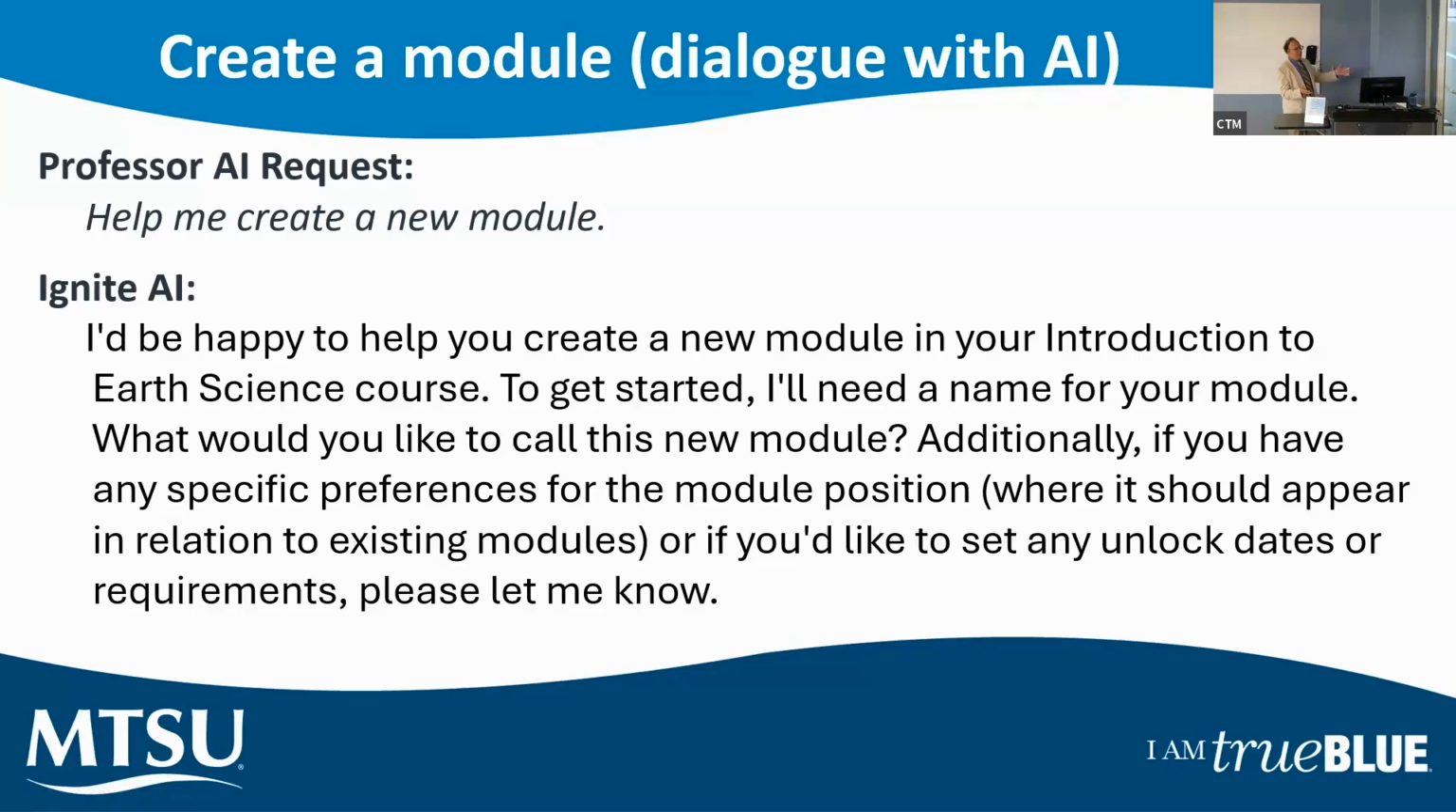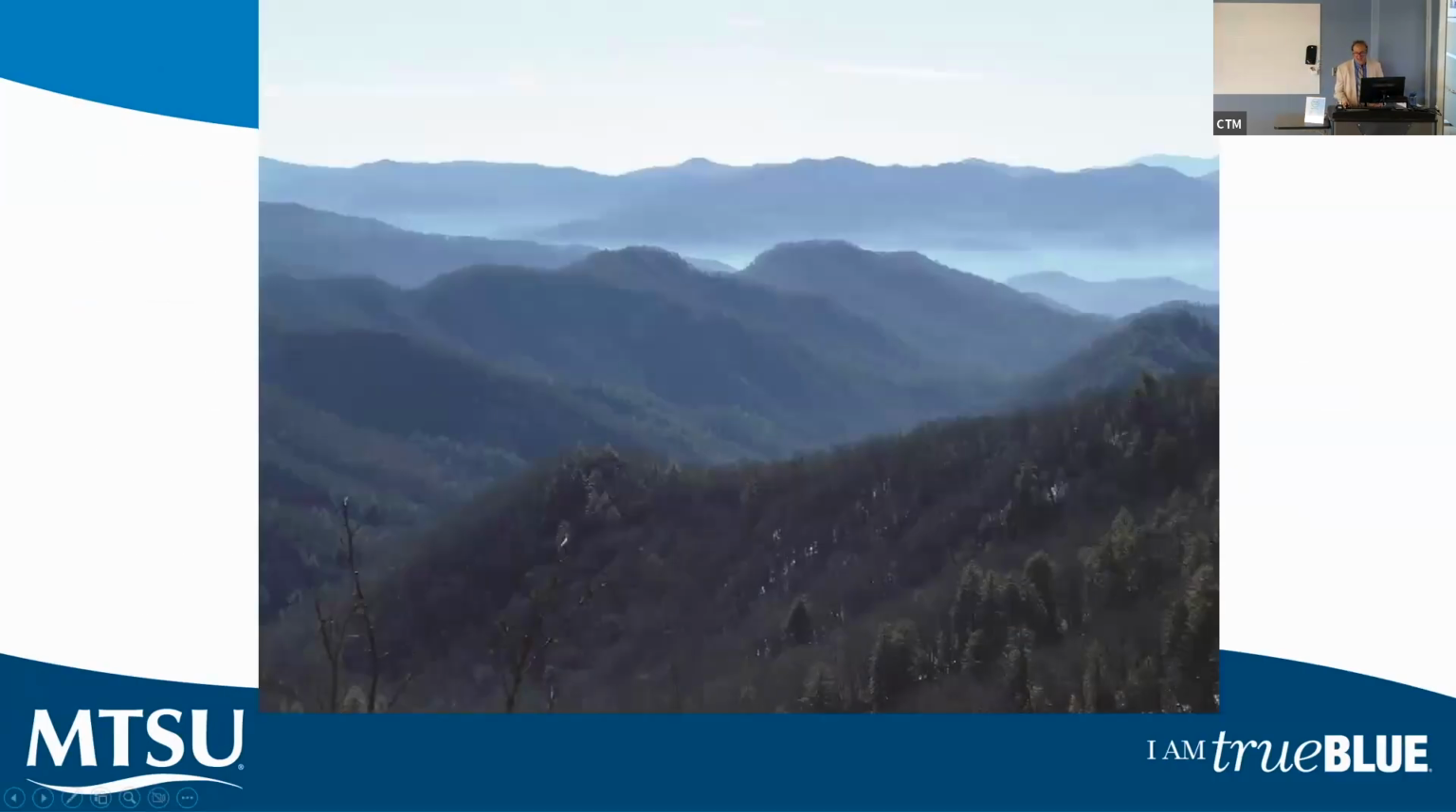AI says, I'd be happy to help you create a new module in your Introduction to Earth Science course. To get started, I'll need a name for your module. What would you like to call it? Additionally, are there any additional specifics? Where do you want it relative to your other modules? And so on. And I asked it to create a module. I teach in the geosciences department.